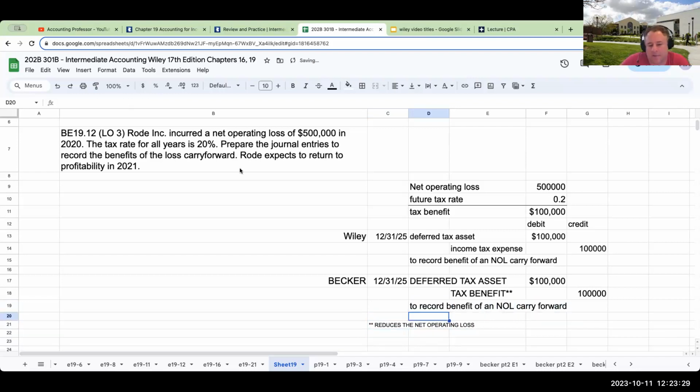Okay, so when we look at these different examples, there's not one proper answer, although I do like the way that Becker is explaining this better, because you're not really reducing an expense. You're just reducing the amount of the net operating loss. It's not a contra expense account. So I do believe that Becker is probably correct. However, if your teacher is giving you questions out of that Wiley test bank, you probably want to do it the Wiley way, right? So it just depends on who you have as your instructor and what they're expecting.